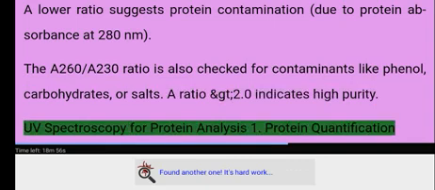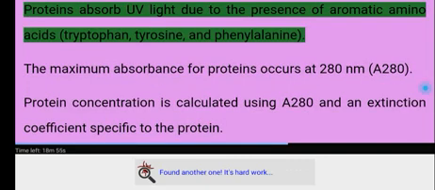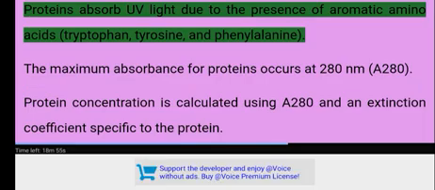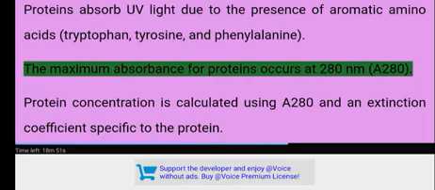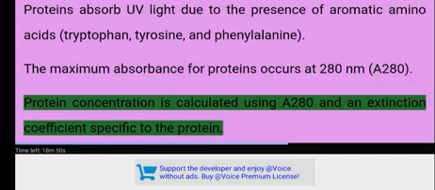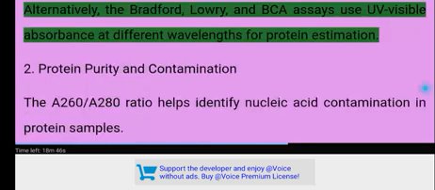UV spectroscopy for protein analysis. 1. Protein quantification. Proteins absorb UV light due to the presence of aromatic amino acids: tryptophan, tyrosine, and phenylalanine. The maximum absorbance for proteins occurs at 280 nanometers, A280. Protein concentration is calculated using A280 and an extinction coefficient specific to the protein.